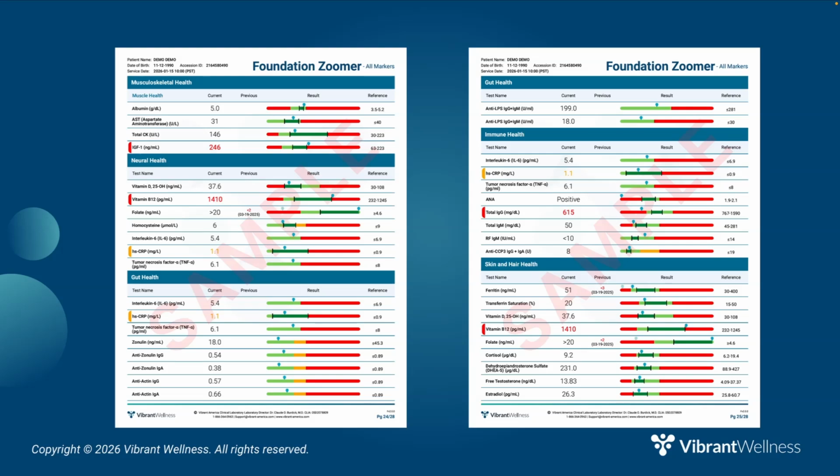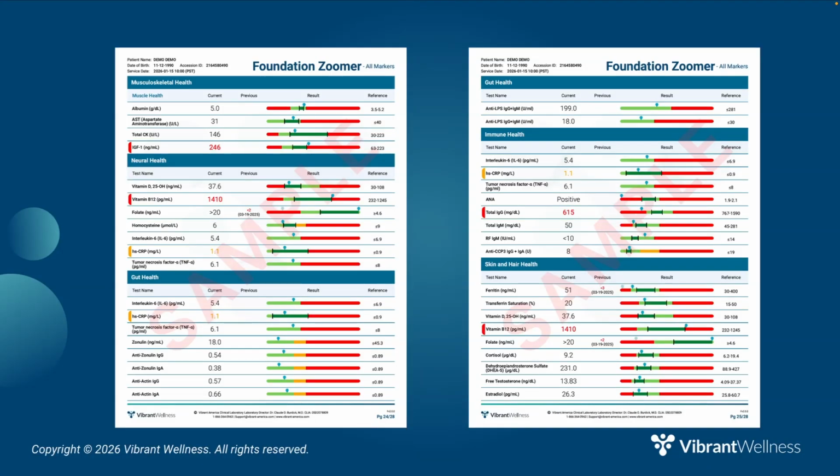Anti-cyclic citrullinated peptide antibodies are autoantibodies that target citrullinated protein fragments. Citrullination is a protein modification that occurs in inflammatory environments and can trigger autoimmune recognition. Therefore, anti-CCP antibodies, particularly IgG, are considered highly specific markers for inflammatory arthritis, most notably rheumatoid arthritis, and help distinguish it from other forms of arthritis.